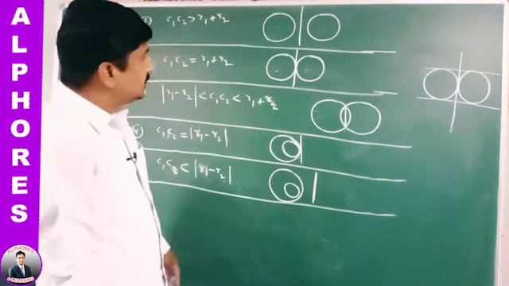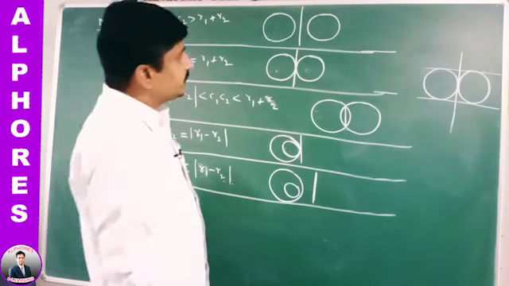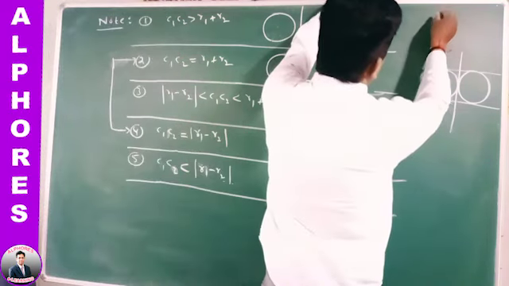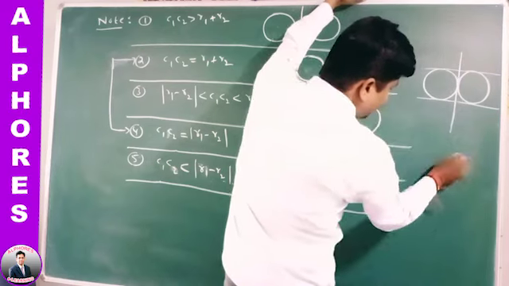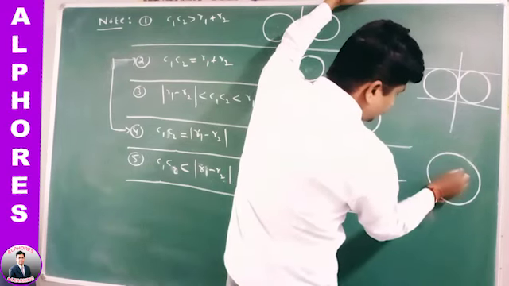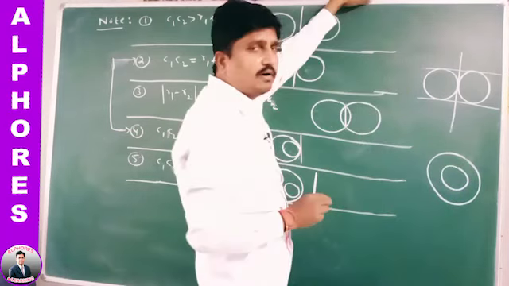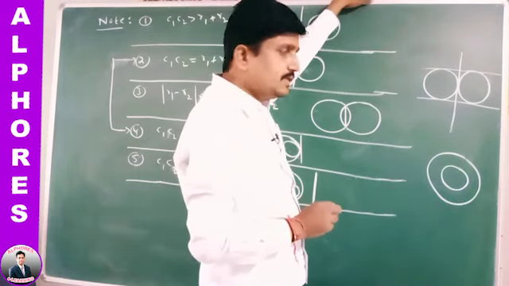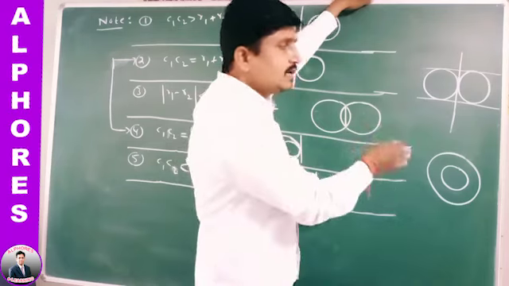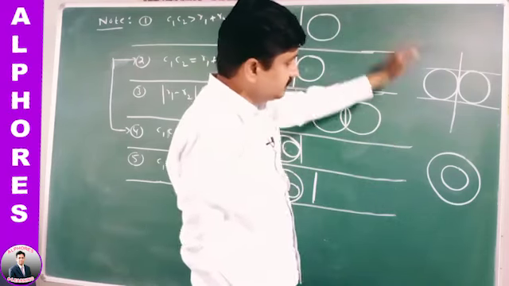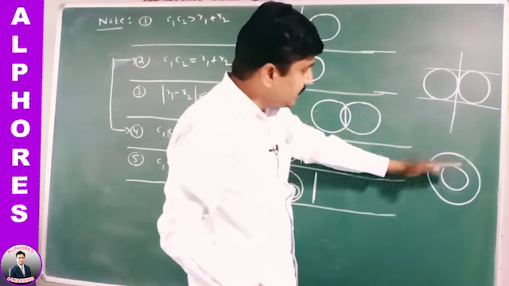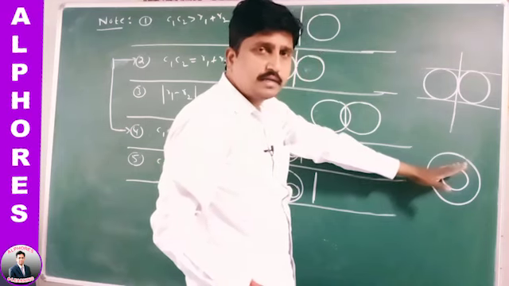Okay, now here is another point. For concentric circles, if the two circles are concentric, the radial axis does not exist. Radial axis does not exist for concentric circles.